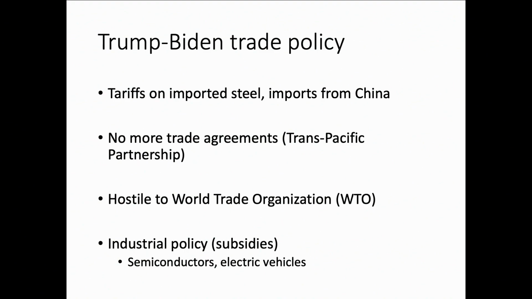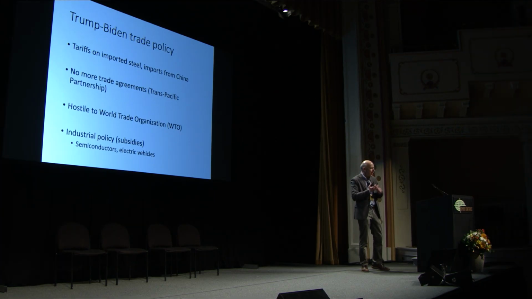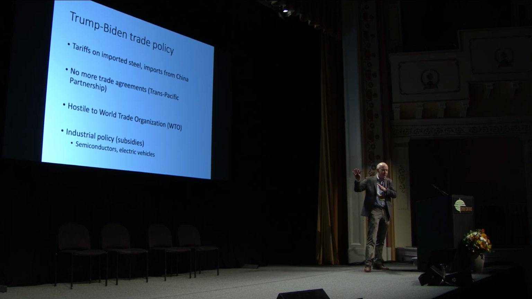Before we talk about how we got here, where are we? We talk about the absence of a bipartisan consensus. Well, actually, we have a bipartisan consensus on trade. This is what I call the Trump-Biden trade policy, because there's a lot of continuity here. Tariffs on imported steel, tariffs maintained on China, no more trade agreements, Trans-Pacific Partnership is out, hostile to the WTO, and now we have industrial policy under the Biden administration. A little bit of a shift from the Trump administration, but they're moving in that direction. So that's where we are.